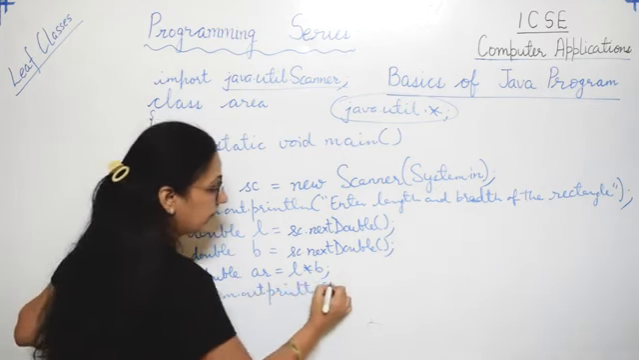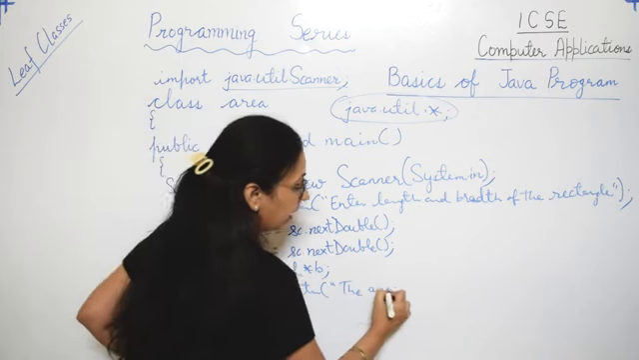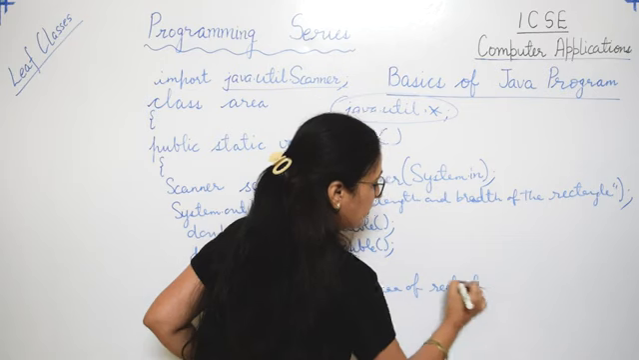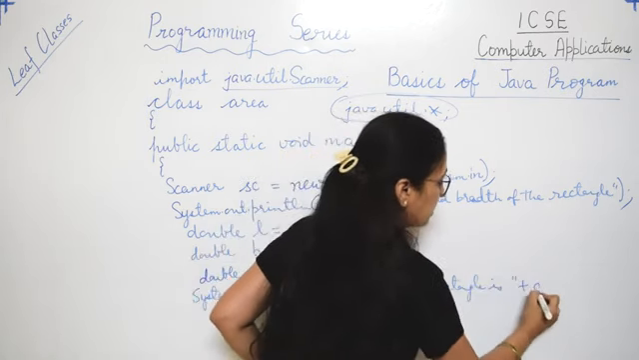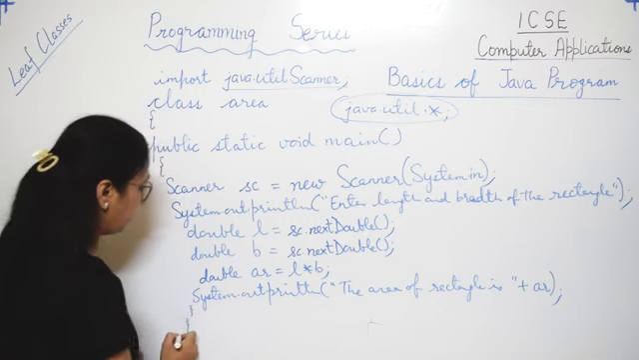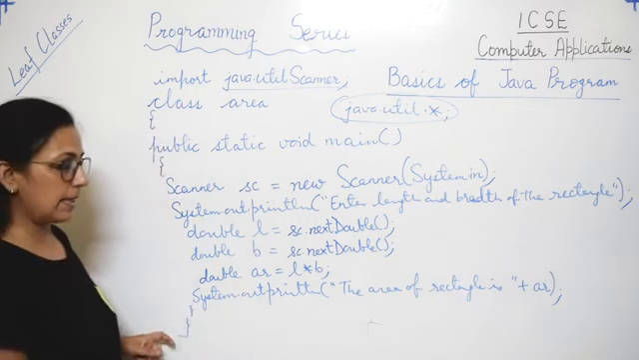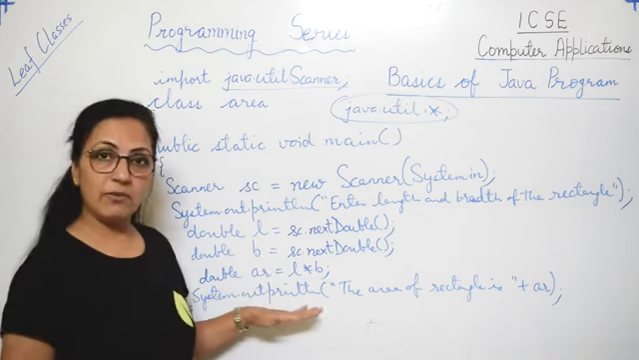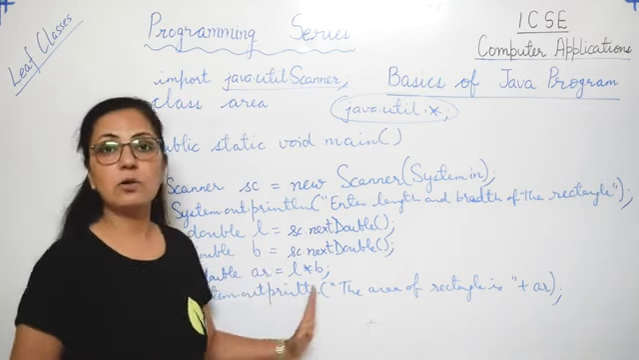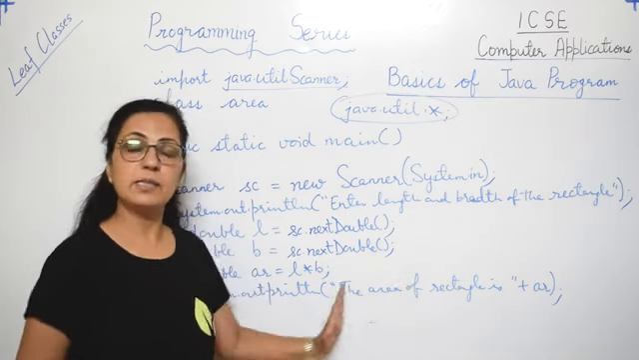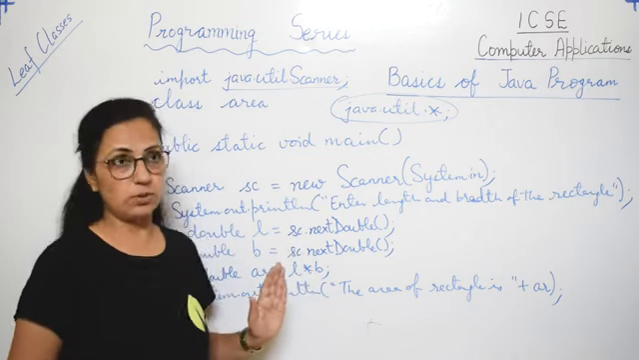System.out.println the area of rectangle is plus AR. This already I have explained you in the previous program. Then you close main and then you close class. If you want to display length and breadth also, you may give more print statement. System.out.println the length of the rectangle is plus L, breadth is plus B, like that you can do.